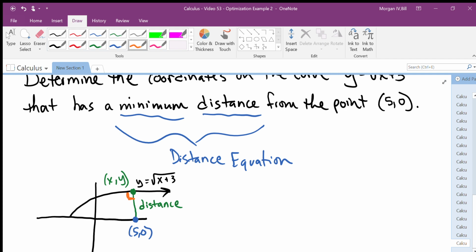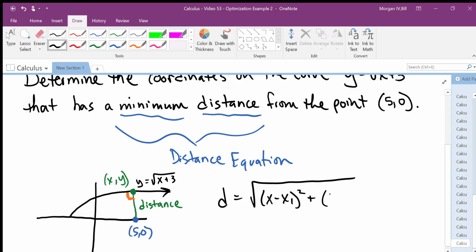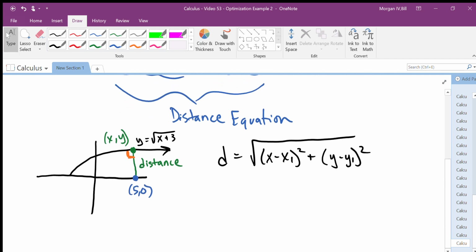Okay, so we want to minimize the distance, so maybe we can use the distance formula. The distance formula is the square root of the distance between the x values, (x minus x1) squared, plus the distance between the y values, (y minus y1) squared. We want to minimize this. Okay, we see a couple of things here. We have the square root of (x minus x1) squared plus (y minus y1) squared.